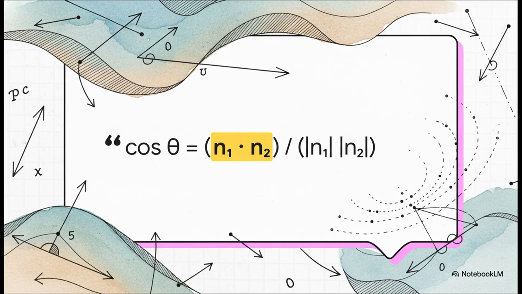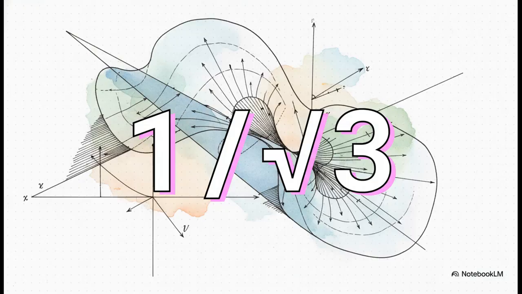And here's that classic formula. I'm sure you remember this one. The cosine of the angle theta between two vectors is just their dot product divided by the product of their magnitudes. And we just calculated all three of those pieces. So we plug in our values, we do a little bit of simplifying, and we find that the cosine of the angle is 1 over the square root of 3. A really complex-sounding geometry problem solved with a simple vector formula, all thanks to the gradient.